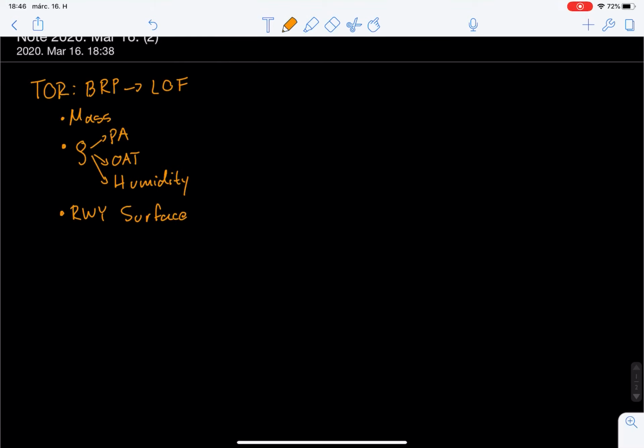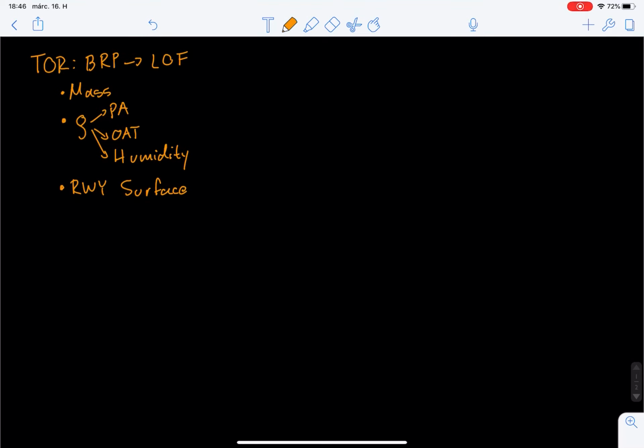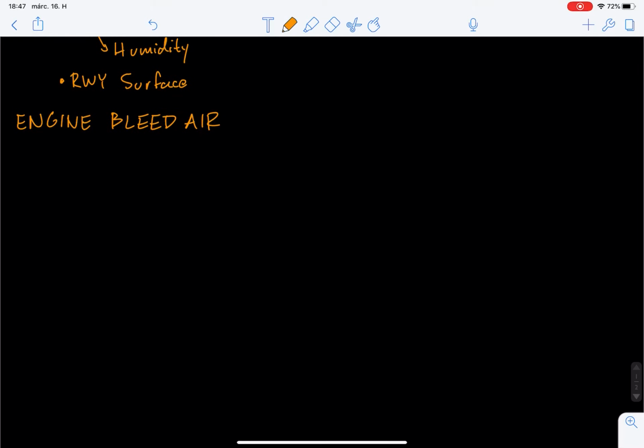So, the next important or major factor, which we haven't really touched on, is the so-called engine bleed air system. Without going into the fine details of this system, just as very simple basics, what you have to understand is that there are a whole lot of systems in the airplane which require high pressure air to function. One of them, which is very convenient for us, is the air conditioning system.